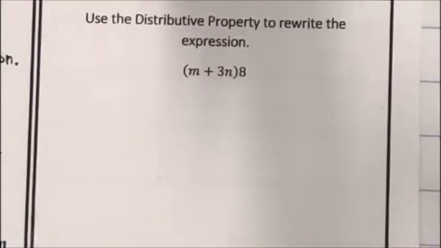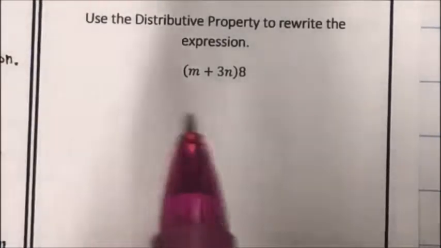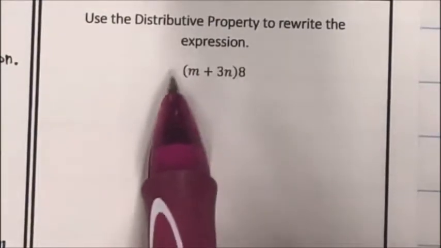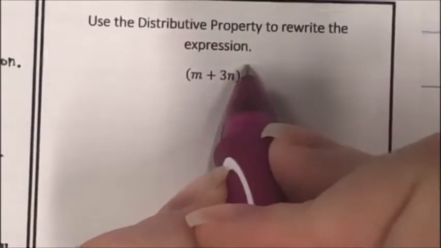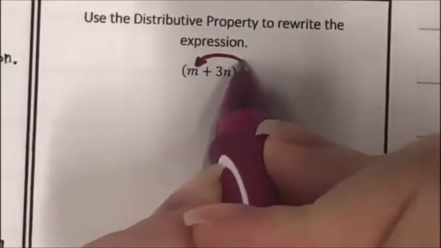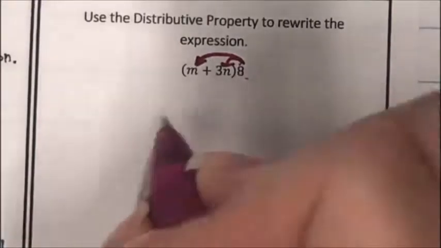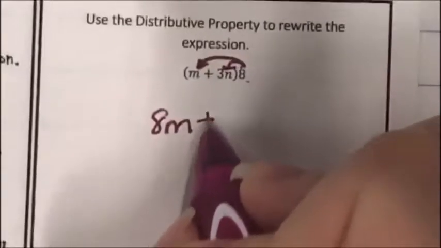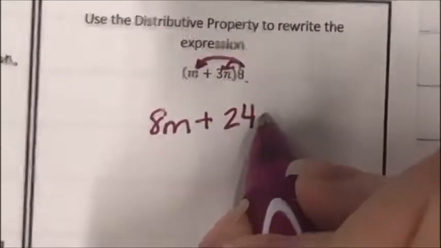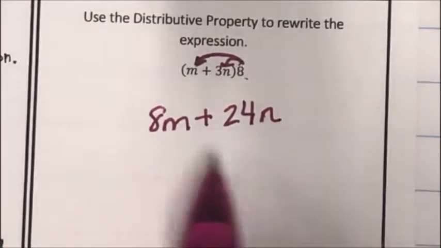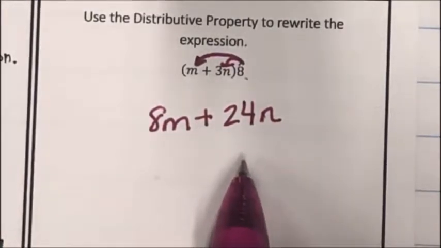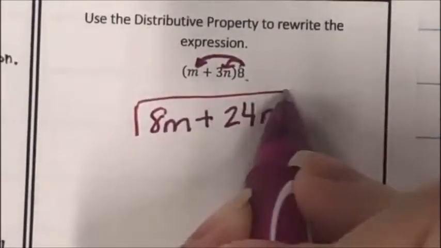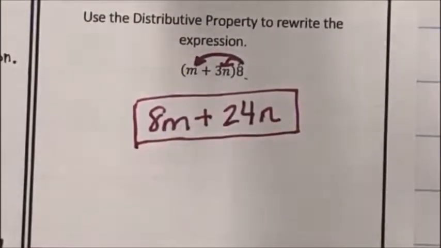Okay. Problem number 2 says use the distributive property to rewrite the expression, the quantity m plus 3n times 8. So it doesn't matter which side my number is on, it can be on the left or the right. I'm going to multiply 8 times m and 8 times 3n. 8 times m gives me 8m, and 8 times 3 gives me 24, and then the n tags along. I cannot add these two things together because I have m and n, so they're not like terms. So 8m plus 24n is my final answer.